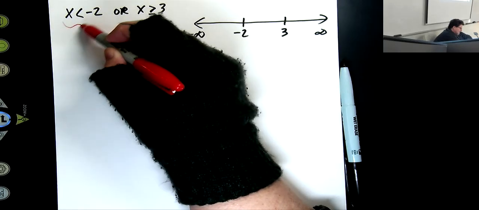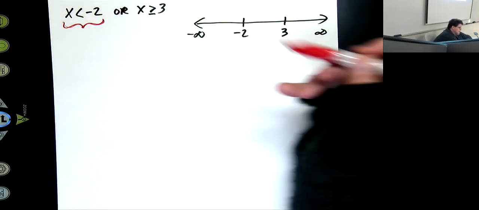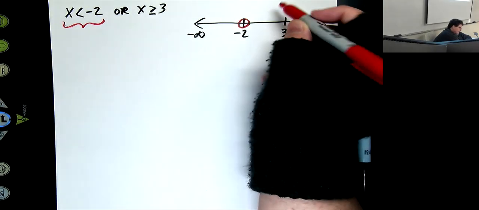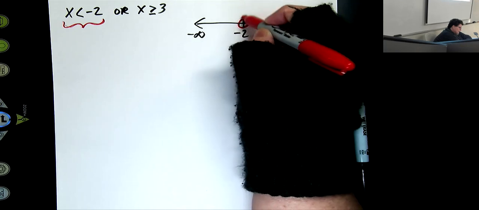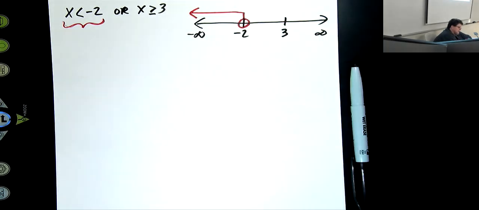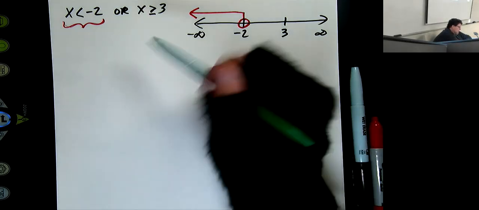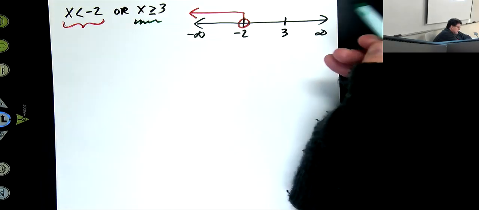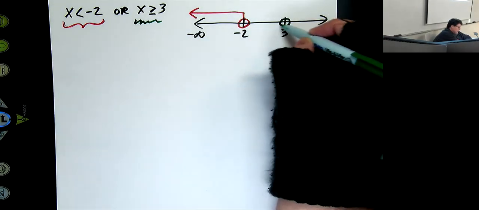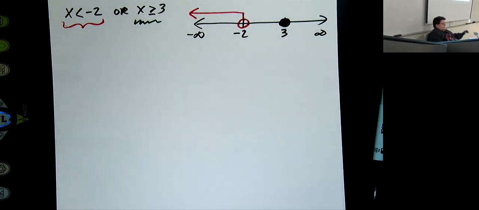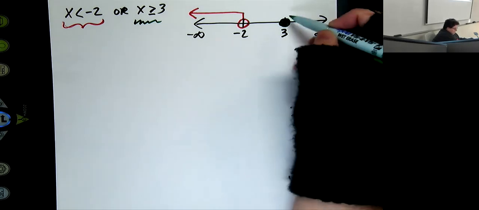The x is less than -2, I'll do it in red. I put a circle on the -2. And values that are less than -2 are to the left. X is greater than or equal to 3, I'll do it in green. I put a solid point on the 3. And now I'm looking for numbers that are bigger than 3. Numbers bigger than 3 are to the right.